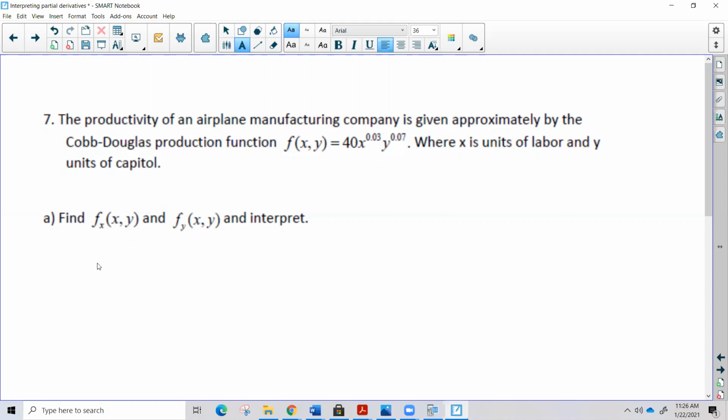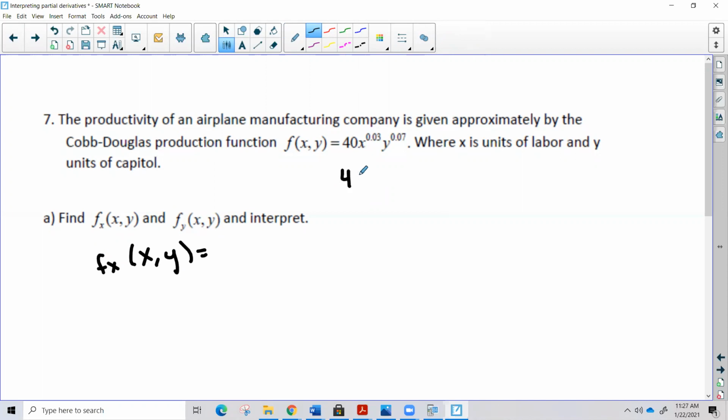Okay, so for f_x, we're treating all of our y's as a constant. So my constant, if I rewrite this and put the x at the end, what I do is when I take the derivative, I leave the constant, or technically it's called a coefficient when it's in front, and then I would multiply by the derivative of x to the 0.03, which is 0.03x, and then I would take 0.03 and subtract 1.